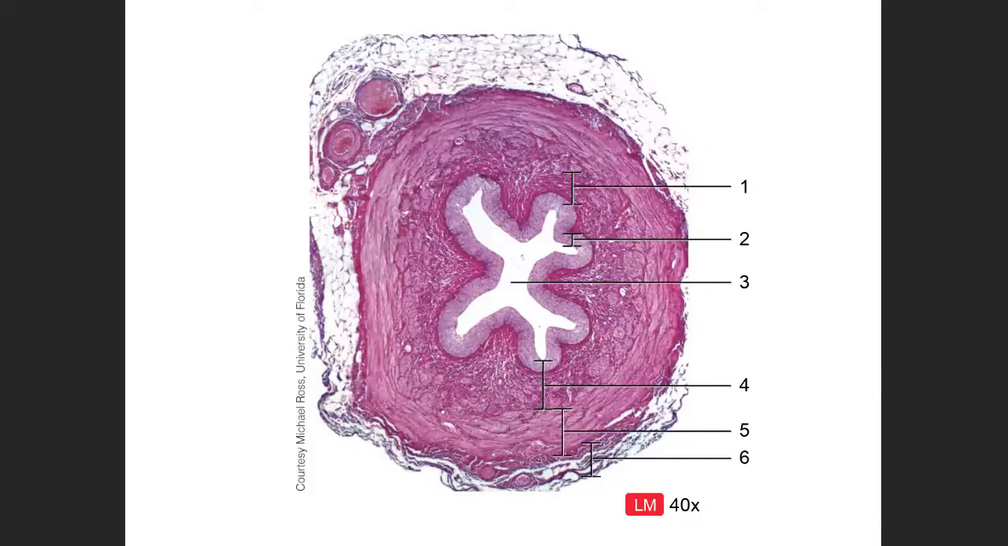Then the last slide is the slide of ureter. I told you that the ureter has the star-shaped lumen, and you can see this star-shaped lumen here. Number 1 is the lamina propria, and number 2 is the transitional epithelium. Together, 1 and 2 can make number 4, which is tunica mucosa. Number 5 is tunica muscularis externa, and number 6 is the tunica adventitia. And number 3 is the lumen of ureter.